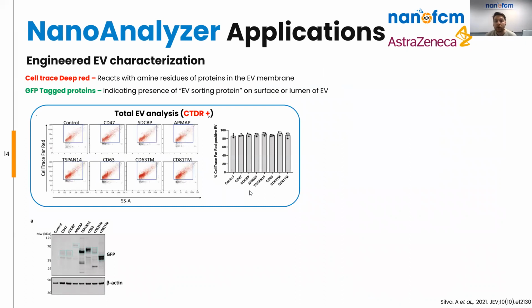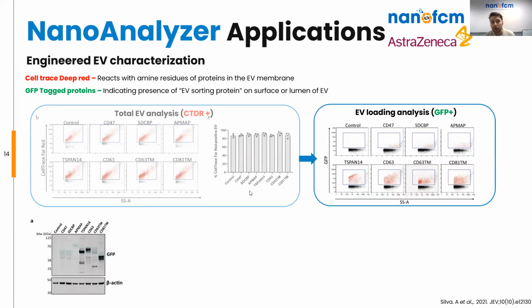So first of all, they started looking at their EV purity, and this was done using the CellTrace deep red staining. This reacts with the amine residues of proteins in the EV membrane. And this ended up showing that 85% of the particles in all the samples were EVs, very consistent across all the EV samples. And the dot plots, additionally, show here that there's a really good correlation between the side scatter on the x-axis and this membrane-based fluorescence on the y-axis, which makes sense as the large particles should have more membrane to stain.